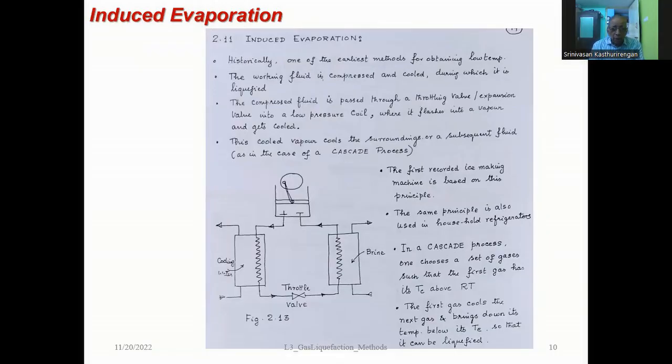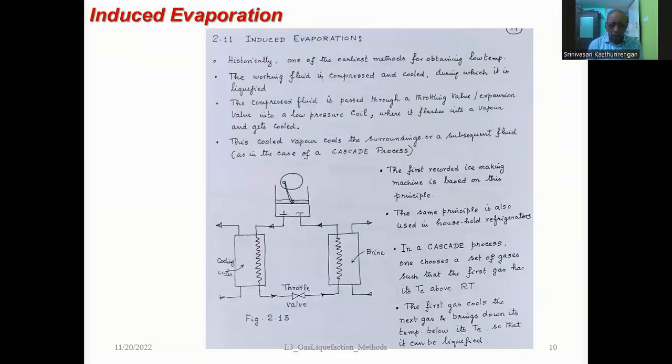Let us talk about the induced evaporation. This we already discussed in the last lecture. However, we'll redo it again. Historically, this is one of the earliest methods for obtaining low temperature. What you do is the working fluid is compressed and cooled. By the process of cooling, it gets liquefied. That means with the compressor and cooling, the gas gets liquefied.